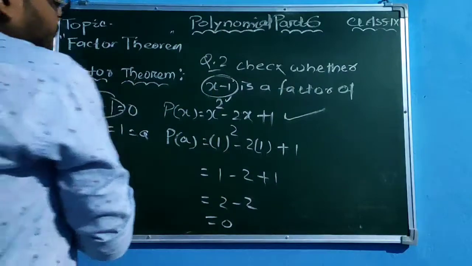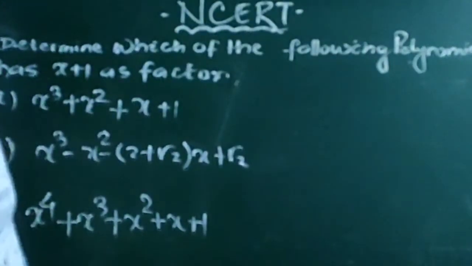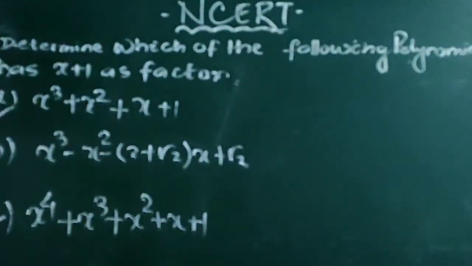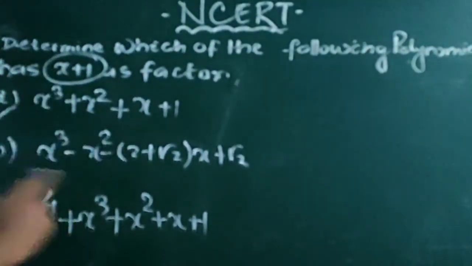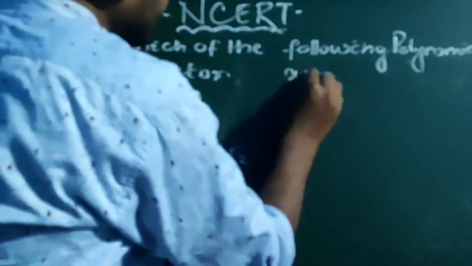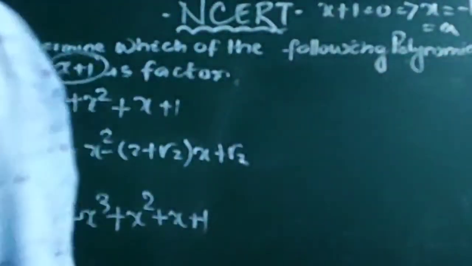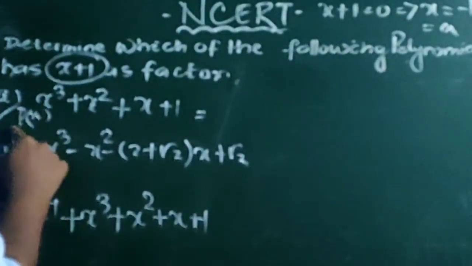Now we'll do some other examples of NCERT. Determine which of the following polynomials has x plus 1 as a factor. Here the first polynomial is x cube plus x square plus x plus 1. Now this one is our linear polynomial, and we have to check whether it is a factor of these three polynomials. So we will calculate a. x plus 1 is equal to 0 implies that x is equal to minus 1. So here a will always be minus 1.